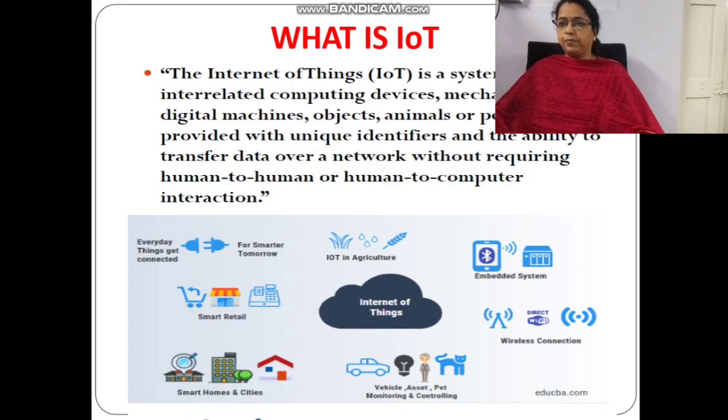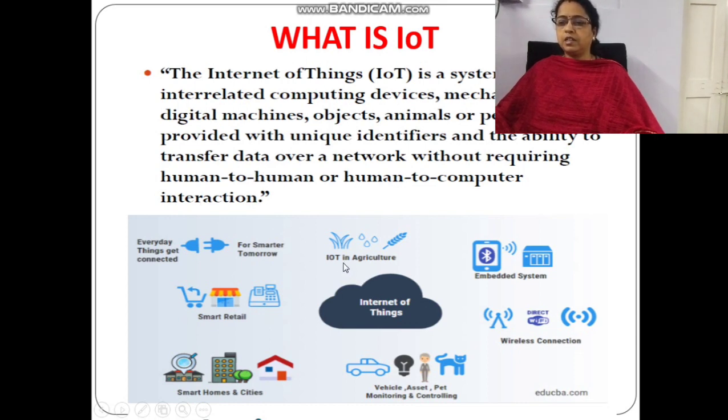So what is IoT? The Internet of Things is a system of interrelated computing devices, mechanical and digital machines, objects, animals or people that are provided with a unique identifier and the ability to transfer data over a network without requiring human to human or human to computer interaction.